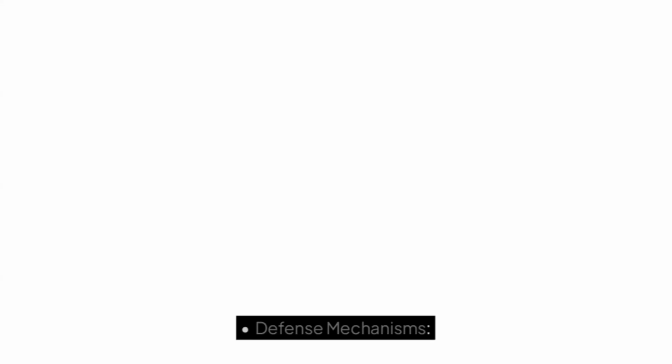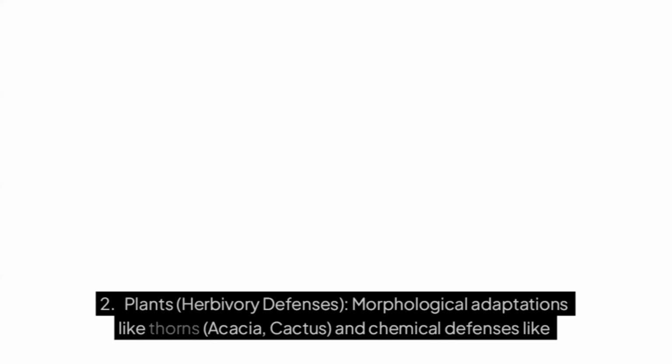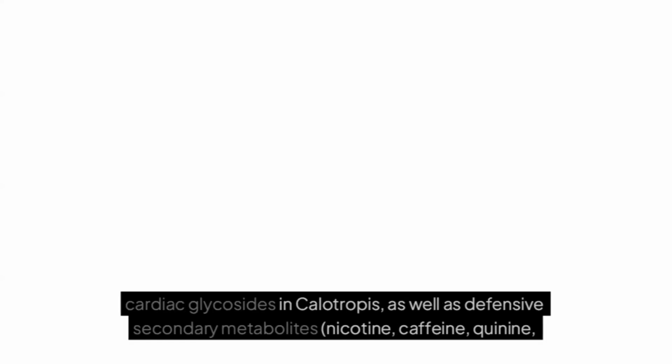2. Plants, herbivore defenses, morphological adaptations like thorns, acacia, cactus, and chemical defenses like cardiac glycosides in Calotropis, as well as defensive secondary metabolites, nicotine, caffeine, quinine, strychnine, opium. 2. Competition. Definition. Occurs when the fitness, r, of one species is significantly lower in the presence of another, regardless of whether resources are strictly limiting or through interference competition.